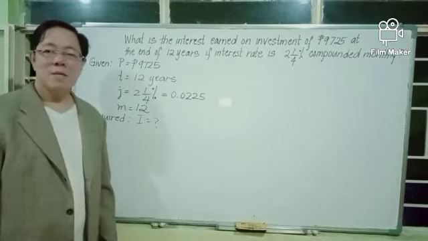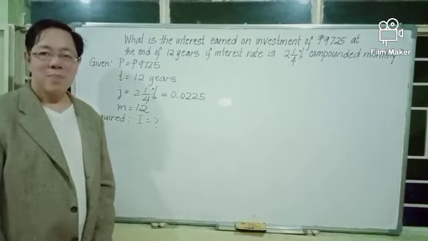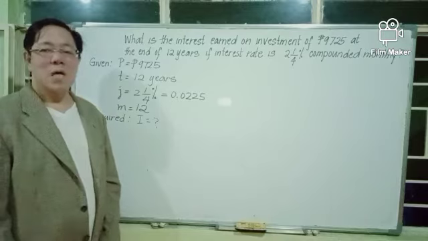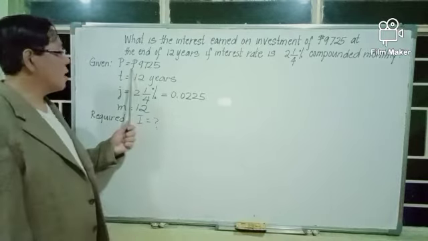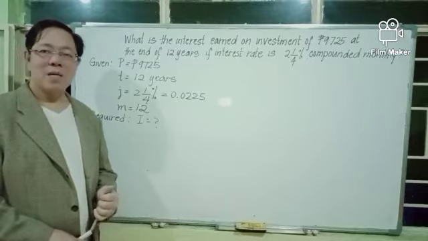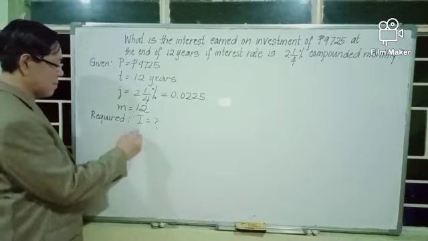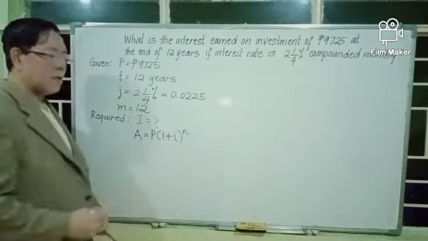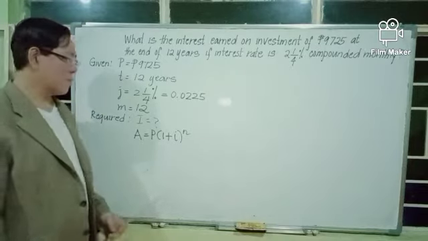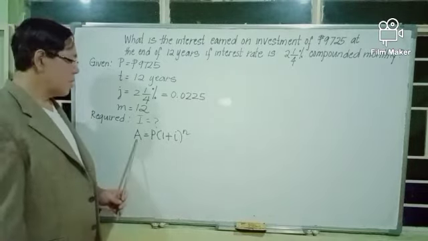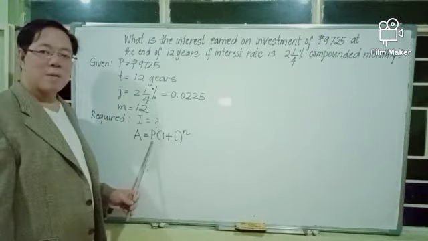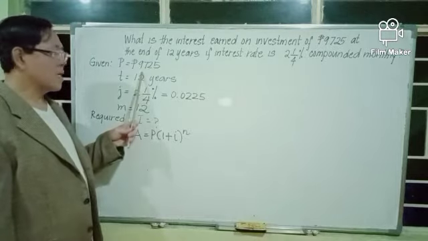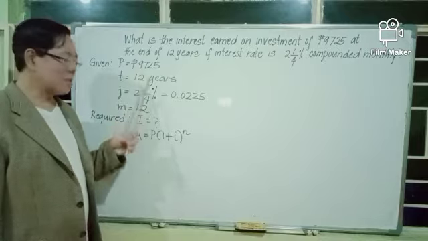As I said earlier, and in the past lesson, at compound interest rate, it is not possible to compute directly for the amount of interest. You have to first compute the accumulated value of the principal. And the accumulated value at compound interest rate is computed by using this formula. Accumulated value is denoted by A, and it is given by P times quantity 1 plus I to the power M, where the principal P is 9,725 pesos.